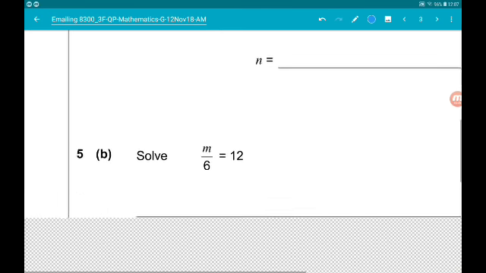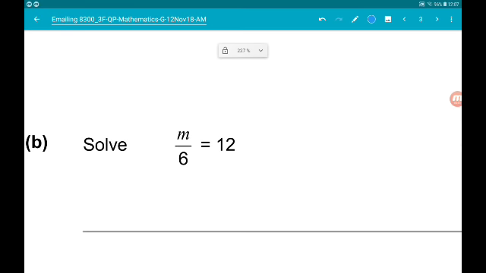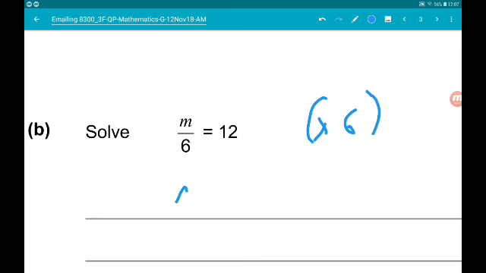Part B wants us to solve m over 6 is equal to 12. So m over 6 means m divided by 6. To cancel out a division, we do a multiplication. So we times both sides by 6, so we get m is 72. Cool.